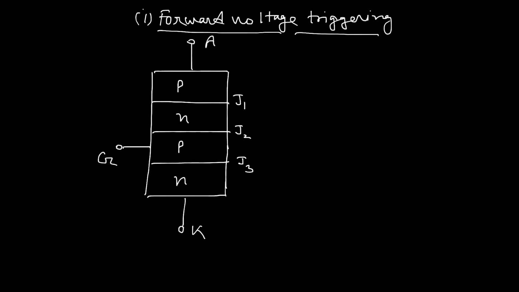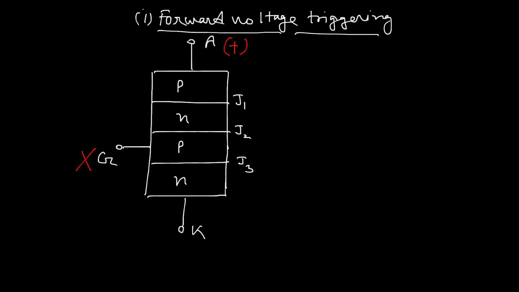That is, when the anode is more positive with respect to the cathode, then we can say the device is under forward biasing condition. Okay, and here we have not applied any gate signal across the gate. Then what happens? Current tries to flow from anode to cathode in this direction, but there is a tendency for formation of a depletion layer across junction J2. That is why current cannot conduct easily.